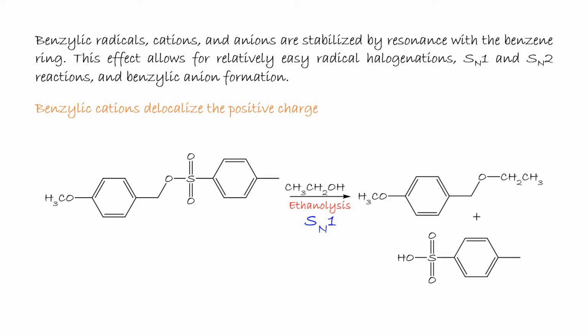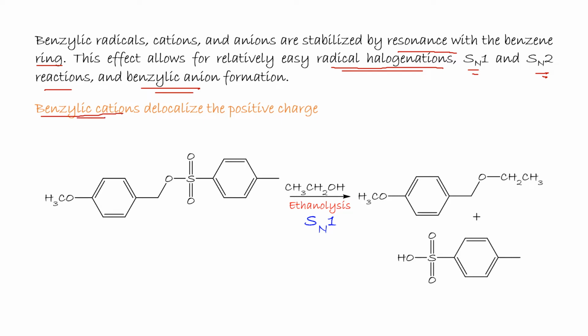Benzylic radicals, cations, anions are stabilized by resonance with the benzene ring. This effect allows for relatively easy radical formation, as we have seen in radical halogenation. It also affects SN1, SN2 reactions and benzylic anion formation. We have already covered the radical. What about the benzylic cation?